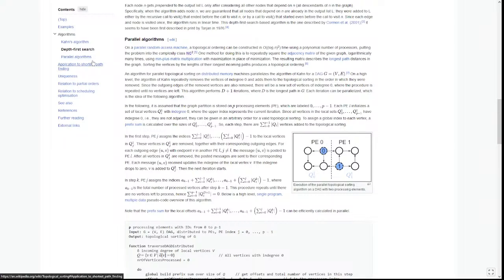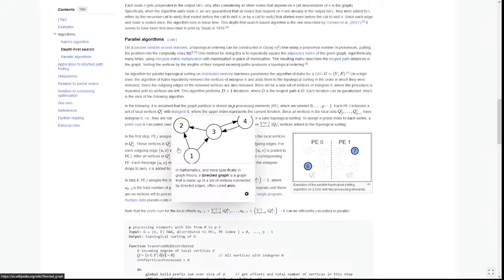Oh, okay. It initializes a set of local vertices with in-degree zero. What in the world is in-degree?